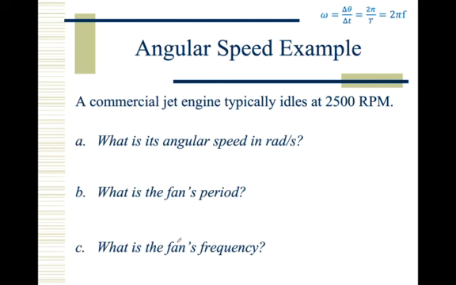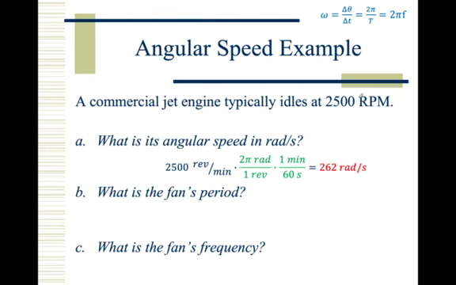So let me do some quick examples. Up on top here again, here's the definition of angular speed: angular displacement over time, or you can write it as 2 pi over the period, or 2 pi times the frequency. A commercial jet engine, when it's not at full thrust, is usually operating at about 250 RPMs. This is for a large one. What's the angular speed in radians per second?